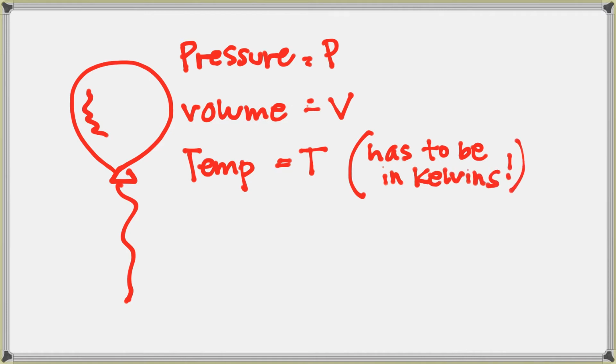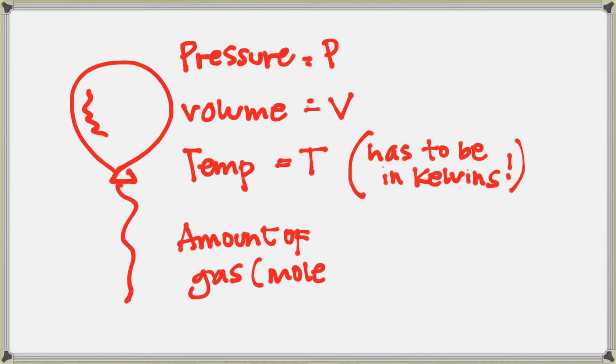And then finally, we can describe it in terms of the amount of gas, which is usually measured in moles. Starting today, the symbol for that will be the letter N. So again, when we describe any gas, we're going to describe it in terms of its pressure, its volume, its temperature, and the amount of gas inside.